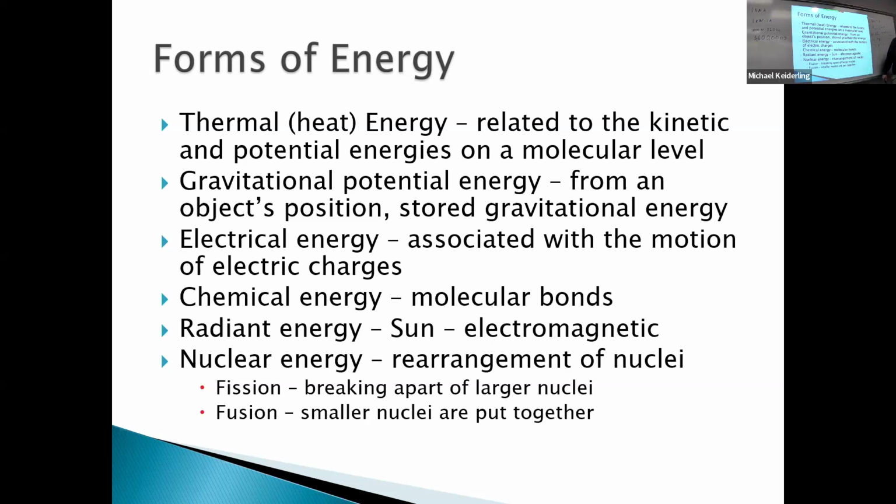And then gravitational potential energy is a measure of the energy of an object's position. That's stored gravitational potential energy. You get that by lifting something up.